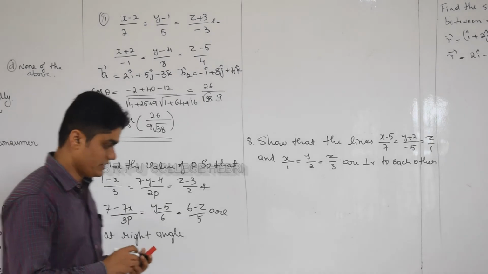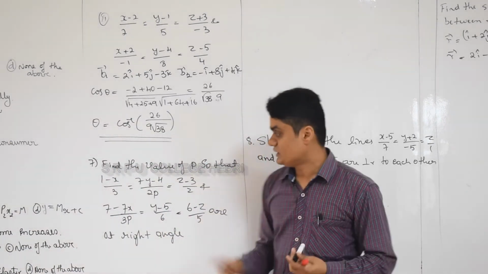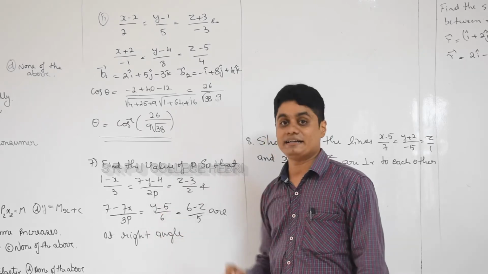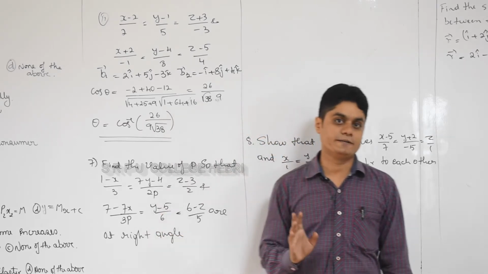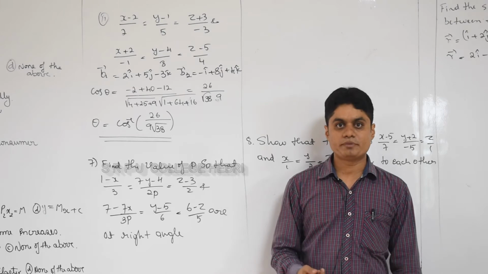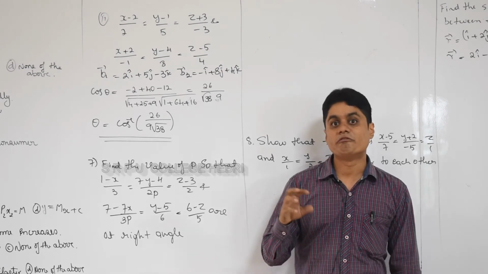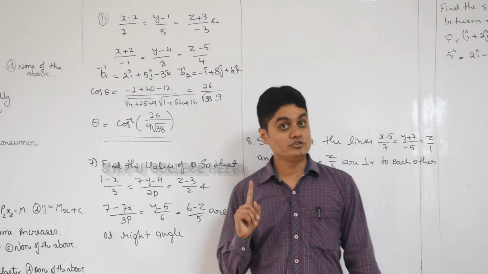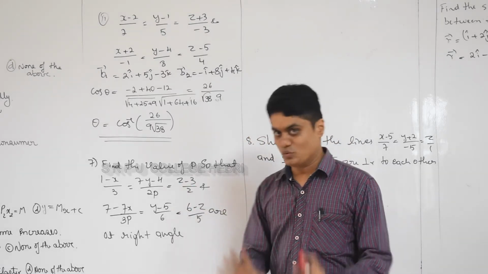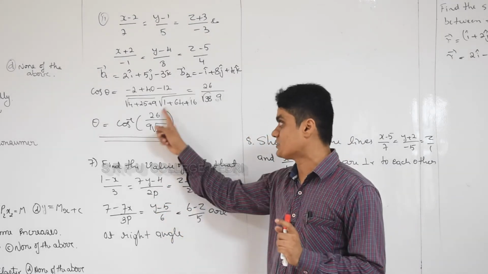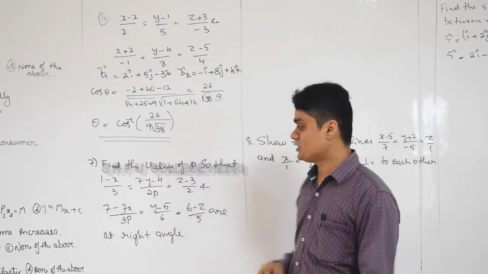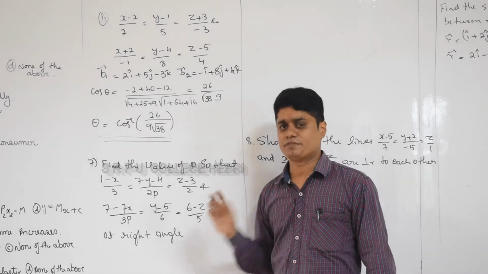So next question, read this question carefully, it's an important one. Find the value of p so that these two lines are at right angle, and the angle between them is 90 degrees. You know that when two lines are perpendicular, the dot product between the vectors parallel to the respective lines will be equal to 0. So actually the work is very simple, directly take the dot product of the two vectors in the denominators and find the value of the unknown. But observe this equation carefully.